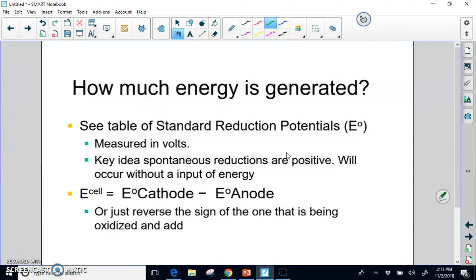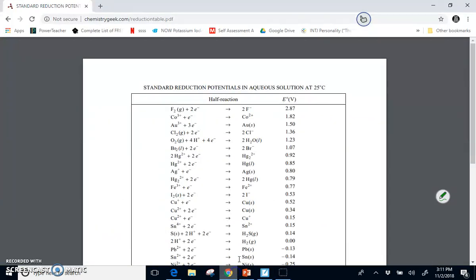Okay. Now there's this formula which is used to calculate the E cell, which I don't like, because you're going to see in a second. All right. So it's the energy of the reaction that's occurring at the cathode minus the energy of the reaction that's occurring at the anode. I don't like that equation. To me, it's confusing.